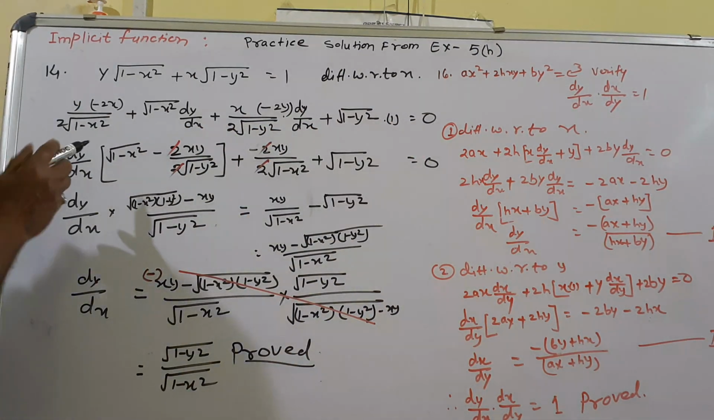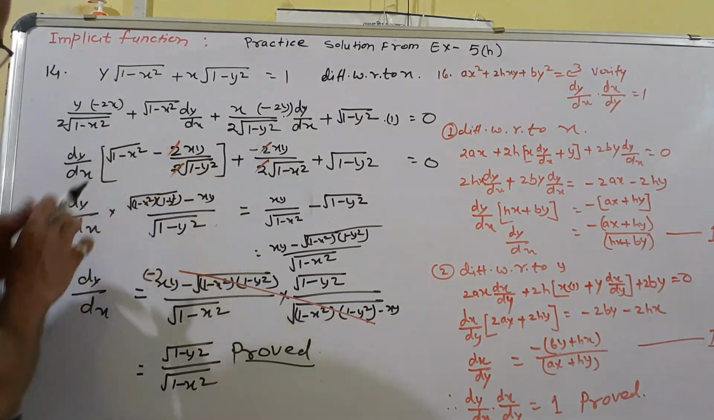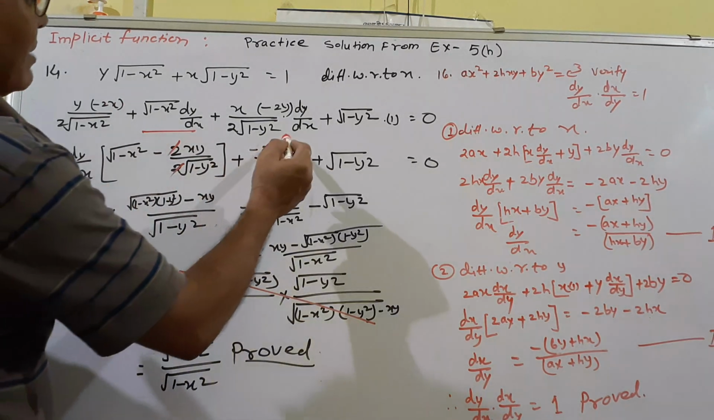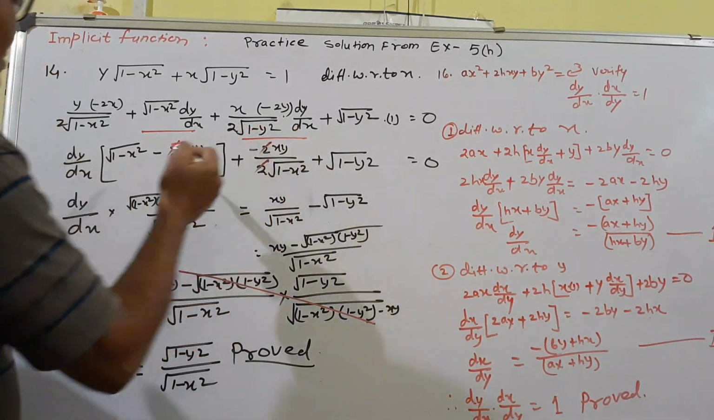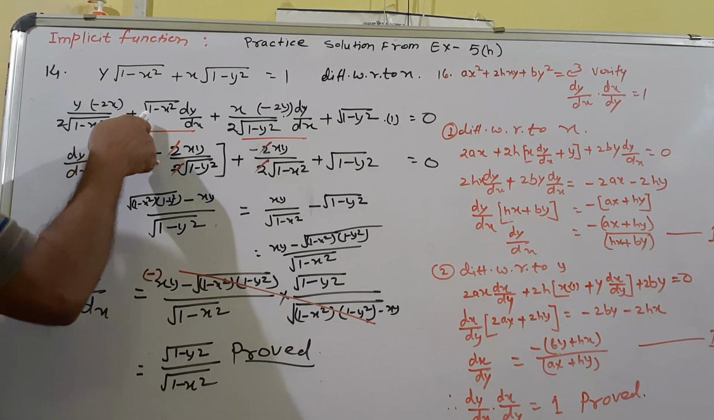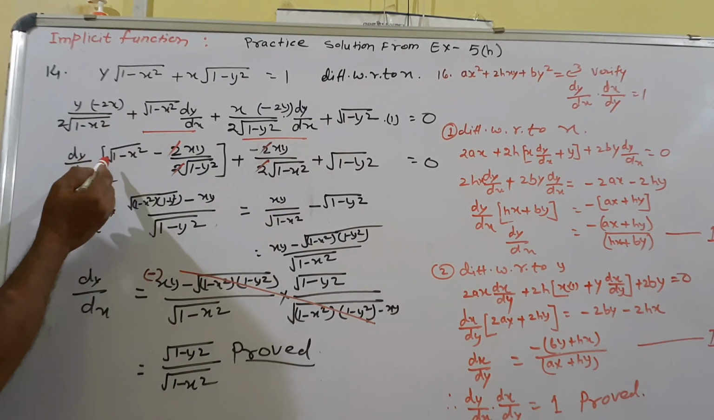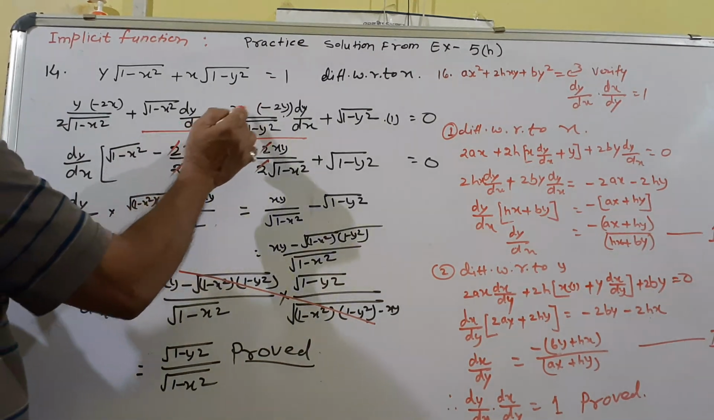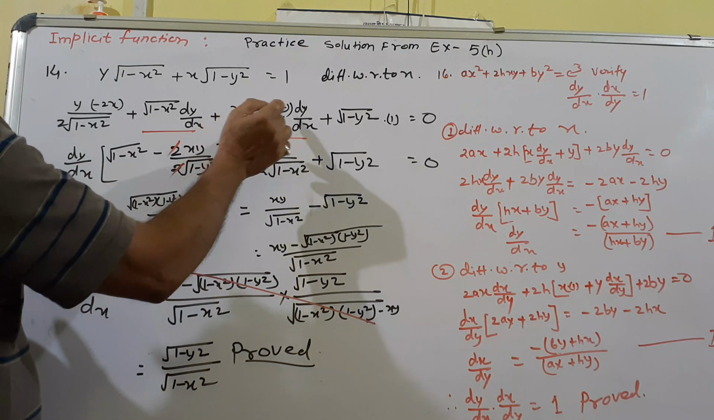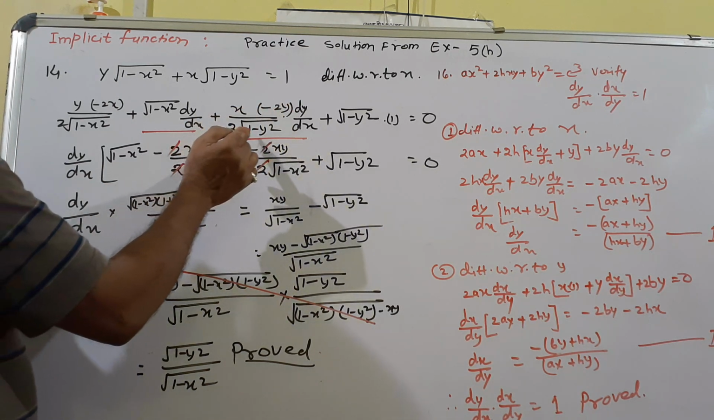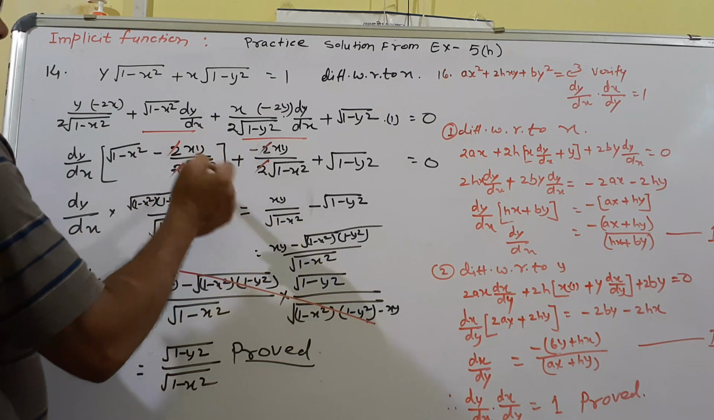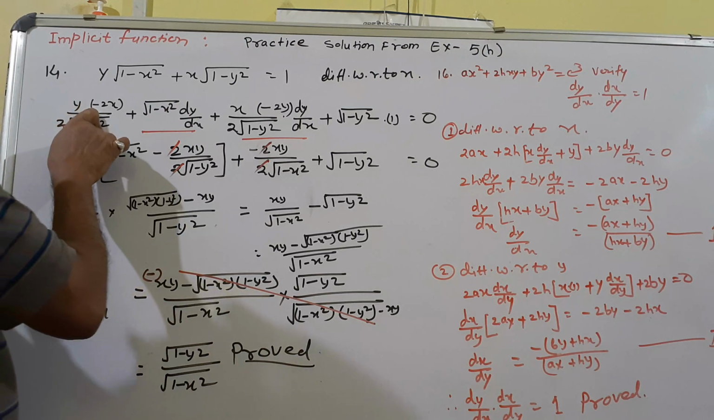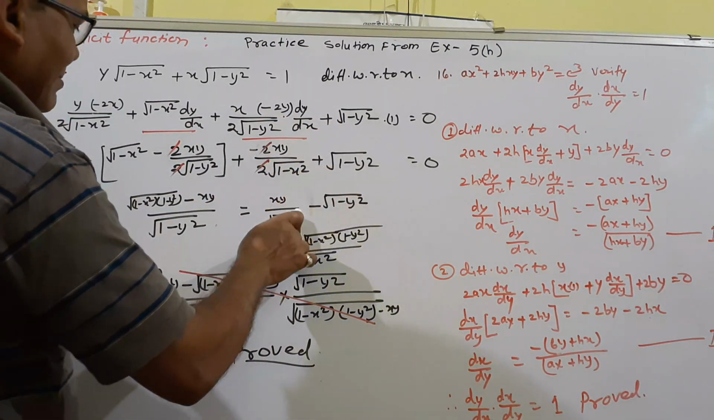Now dy by dx term is here and dy by dx term is here. From there we will take common. So here what is left? So root 1 minus x square. Here is minus, so that's why we have written minus. xy, 2 cancel. So xy divided by root 1 minus y square. And other side, what is left? Without dy by dx, one term here and one term here, which we have written here.